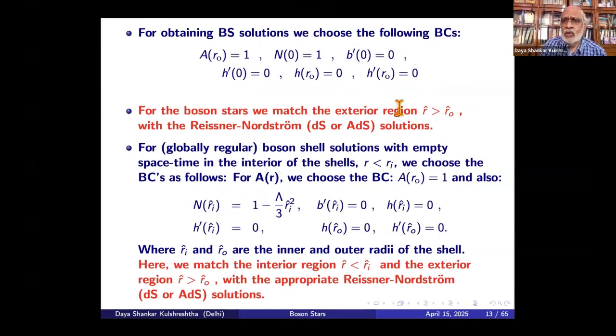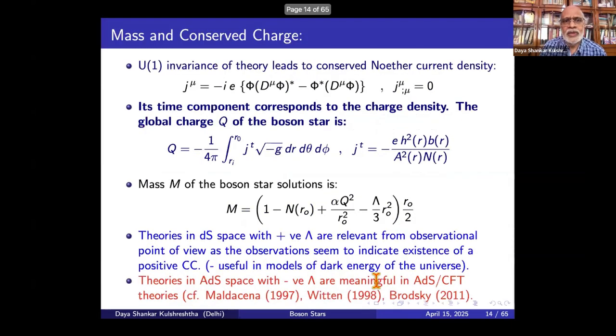So here, of course, for the boson stars, we match the exterior region outside the boson star with RNdS or RNAdS solutions. And in the boson shells, we match the interior region r less than r_i and the exterior region r greater than r_0 with the appropriate RNdS or RNAdS solutions. So the U(1) invariance of the theory leads to the conserved Noether current and the corresponding charge density and the global charge Q. And the mass parameter M of the theory is given like that.